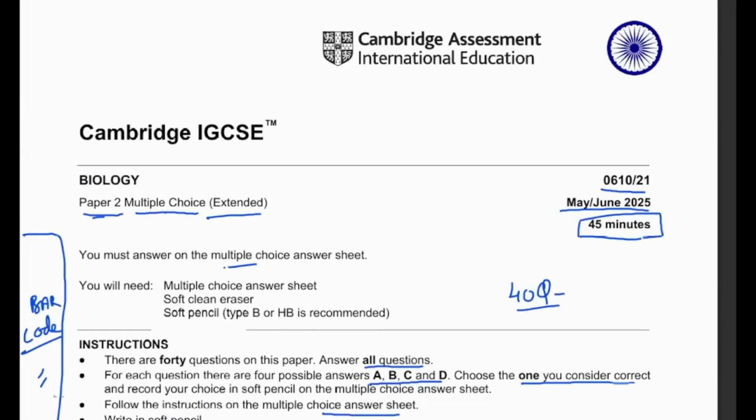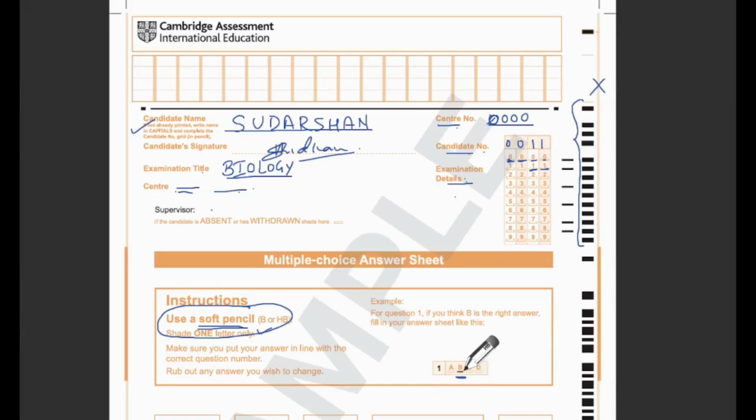We are solving Cambridge IGCSE Biology 0610, component code 21, multiple choice extended version of May-June 2025. There are 40 questions for this multiple choice extended paper and the duration of time is only 45 minutes. Before I take you to the questions, let's see the MCQ or OMR sheet here.